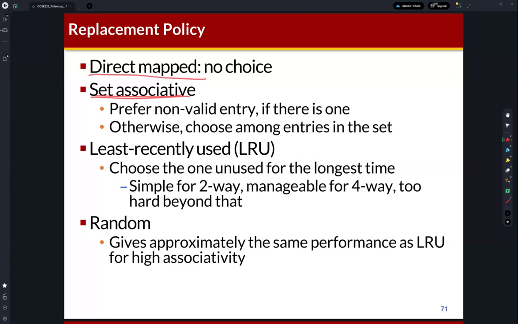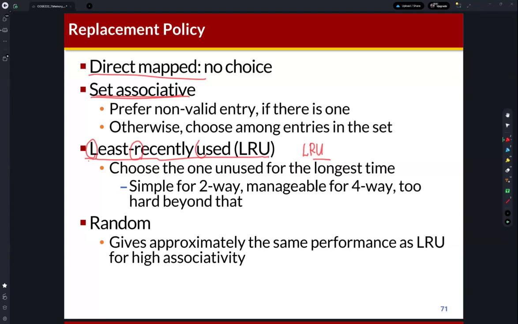Okay, and then we frequently use the least recently used policy. It's called the LRU. So it's the LRU policy. It means the least recently used cache replacement policy. What does that mean?